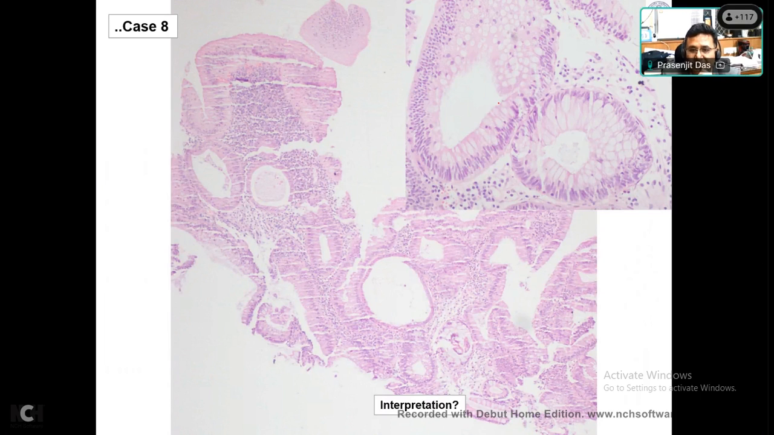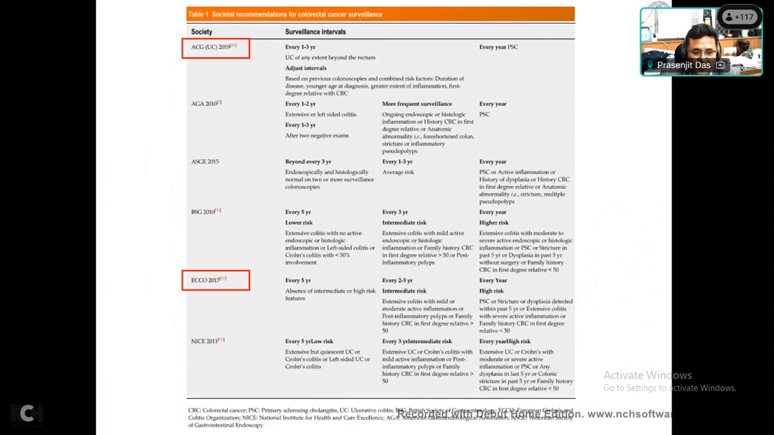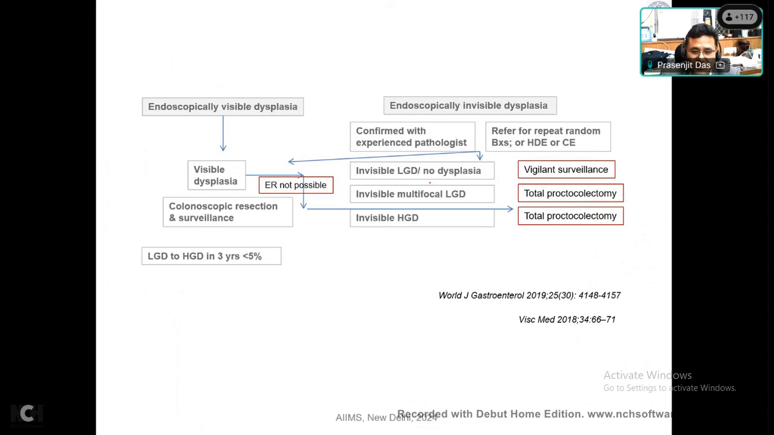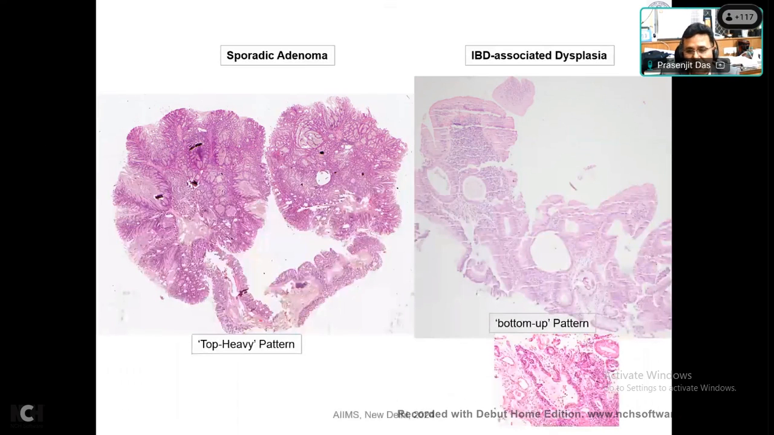Okay. In that case, he will say this is indefinite for dysplasia, and those patients also undergo close follow-up. Okay. And if the dysplasia is flat, then there is no other chance to endoscopically resect. They have to undergo total proctocolectomy if the dysplasia is high grade. That's why you have to say it is low grade or high grade dysplasia.